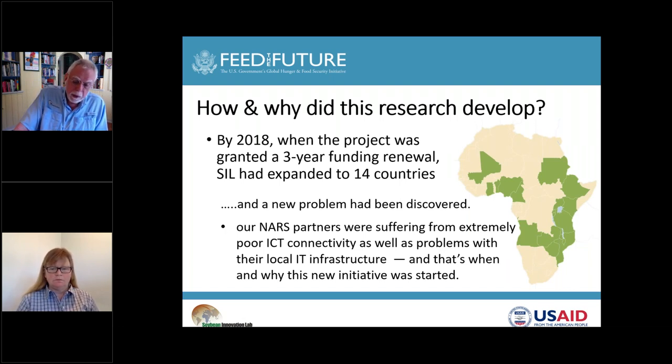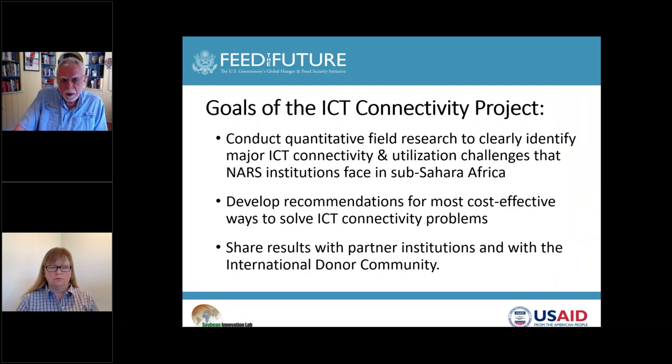Right from the beginning, the goals of the ICT connectivity project have been threefold. First is to conduct reliable quantitative field research to clearly identify what are the major ICT connectivity and utilization challenges that NARS institutions face in Sub-Saharan Africa. The second is to develop recommendations for the most cost-effective ways to solve those problems. And third, share openly and freely with everyone, with the partner institutions, and with the international donor community, the results of this research.